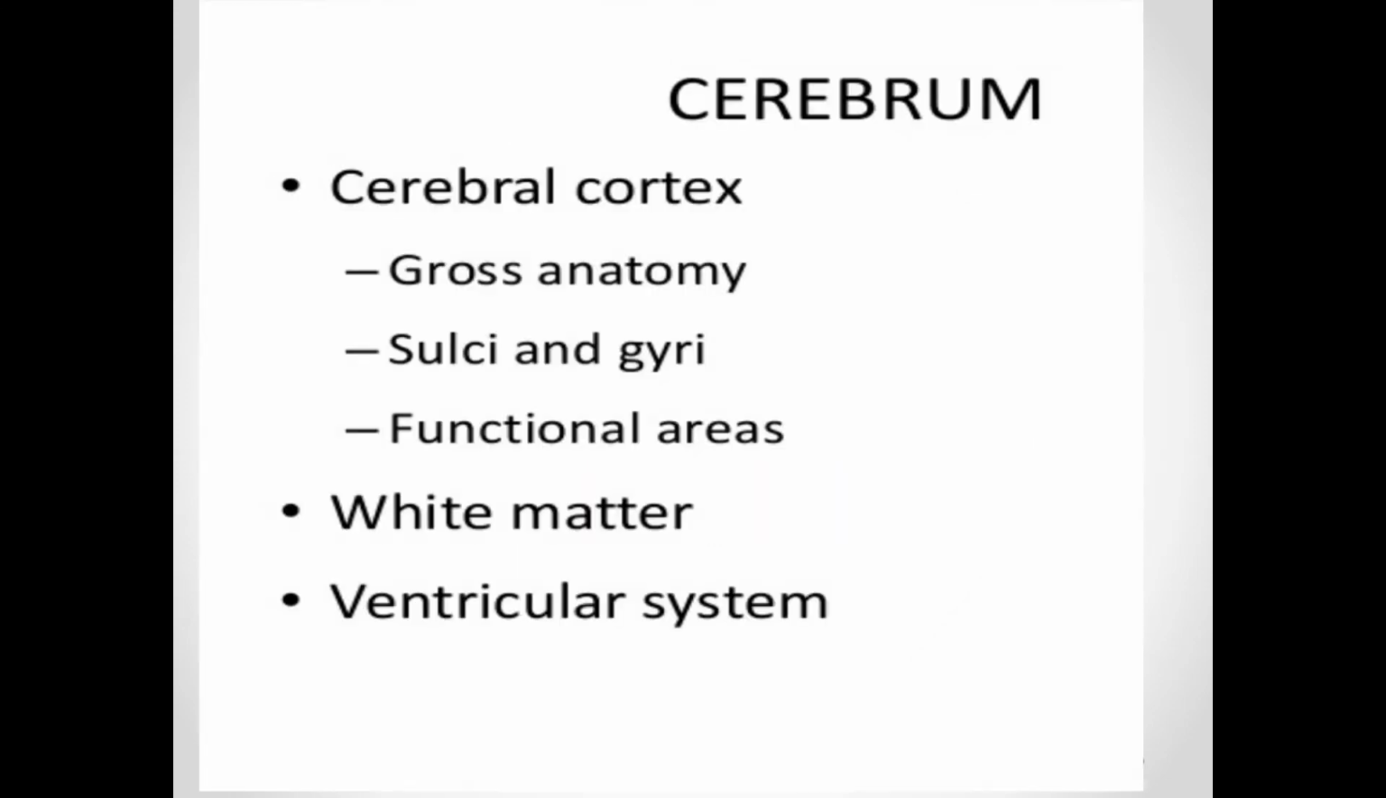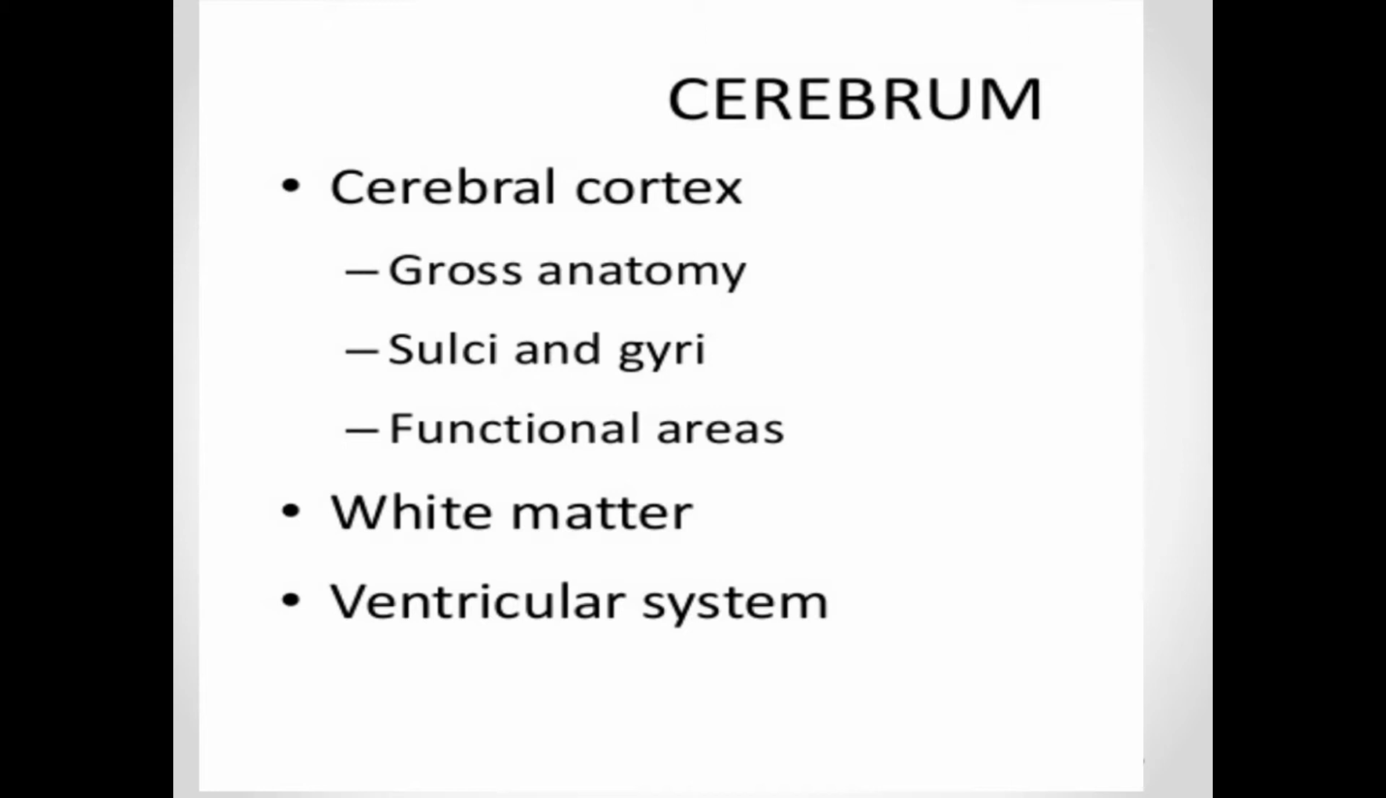Today the class is on cerebrum. So first, what do you mean by cerebrum? The cerebrum forms the largest part of the brain. Location-wise, it lies in the fossa called the cranial fossa, in the anterior, middle and posterior cranial fossa. So in the cerebrum, we'll look into all these features.